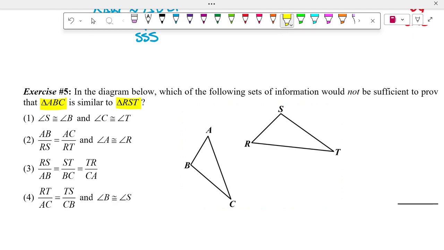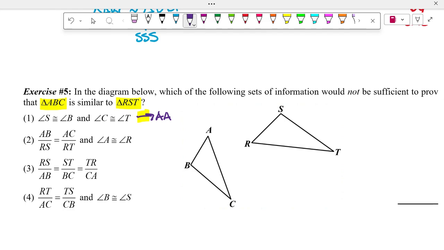So S is congruent to B. Is S and B corresponding? Yes, because they're both the middle letter of the name. Even though the orientation is a little wonky, we can still see it. And then C is congruent to T. Is C and T corresponding? Yes. So do I have enough information to show similarity? Yes. By what postulate? AA. So that one's out.